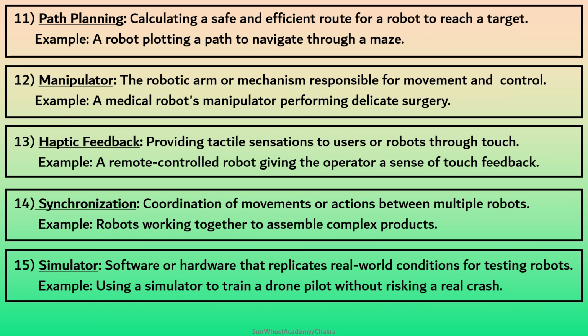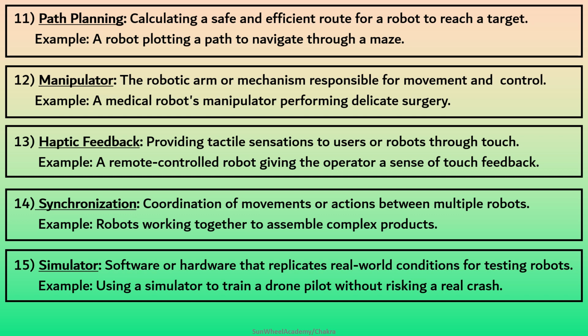11. Path planning, calculating a safe and efficient route for a robot to reach a target. Example: a robot plotting a path to navigate through a maze. 12. Manipulator, the robotic arm or mechanism responsible for movement and control. Example: a medical robot's manipulator performing delicate surgery.